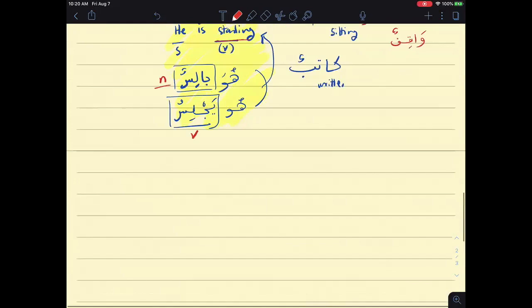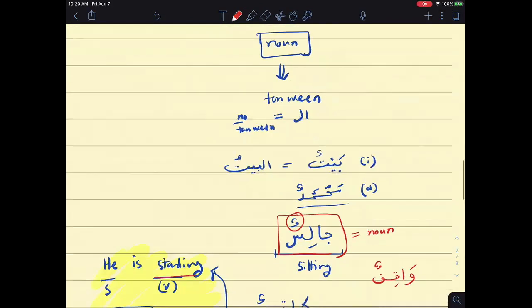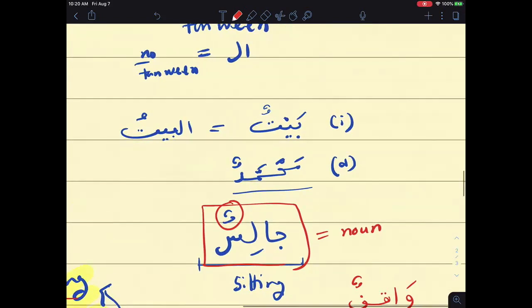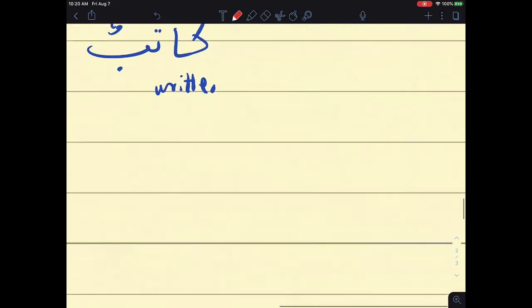So, where was I? Basically, nouns want to get tanween because this is one of the attributes of a noun. But there are a lot of times when we cannot put tanween. One of them is when we put alif lam and make it definite. At that time we cannot have tanween. But there are some special words.